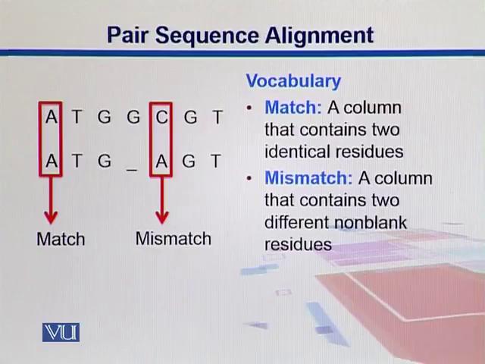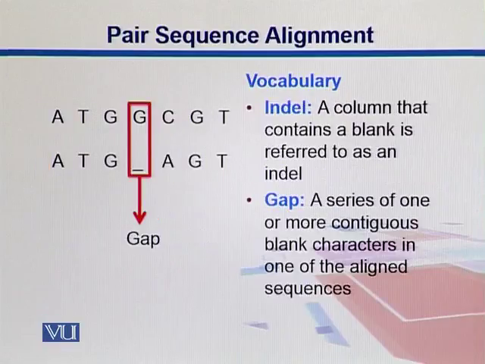In this situation, we call this a match, whereas a mismatch is when a column contains 2 different non-blank residues. For example, here we have C and A, so we call this a mismatch. An indel is a column that contains a blank in it, blank because on one side we don't have a character. In this case, we substitute a dash, and when many dashes are present together, we call it a gap.